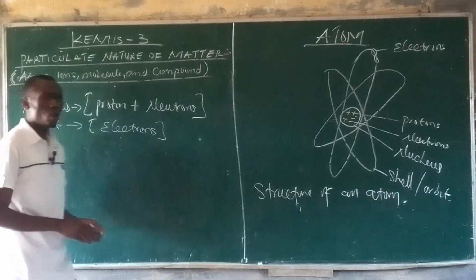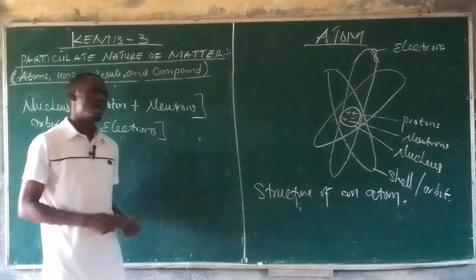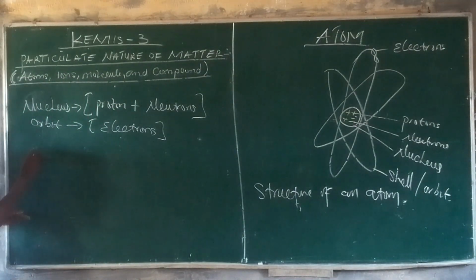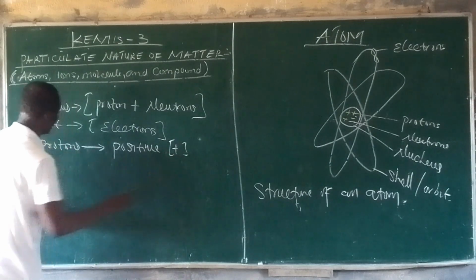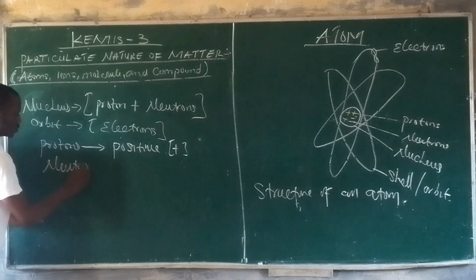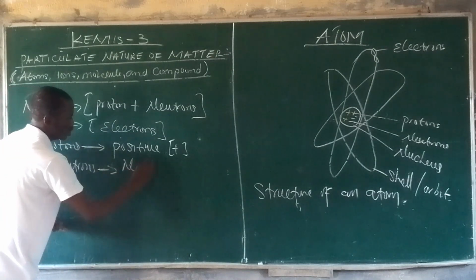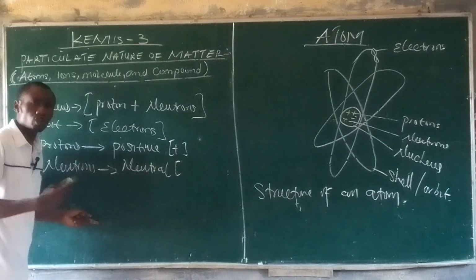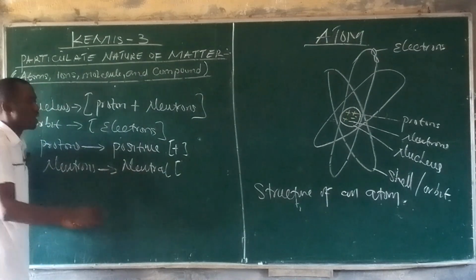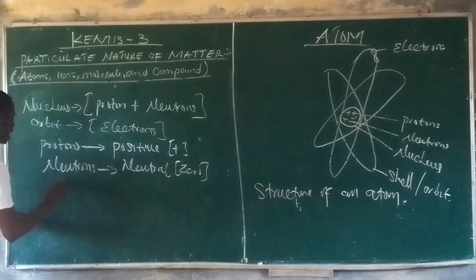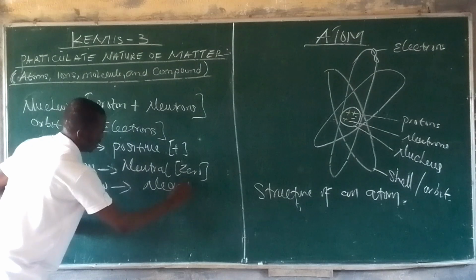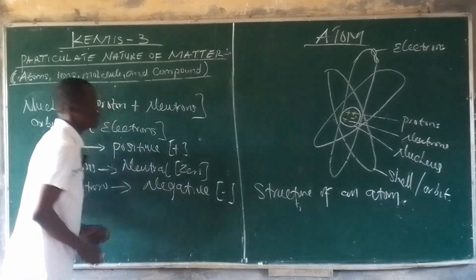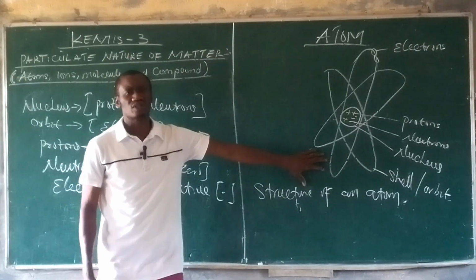Now, you need to know that the proton is positively charged and the neutron is neutrally charged. You can put that somewhere. The proton is positively charged, it's positive. The neutron is neutral. So we can see the word proton, positively charged; neutron, neutral, or zero charge. And then the electrons, they are negatively charged. So this is what we need to know about this structure.